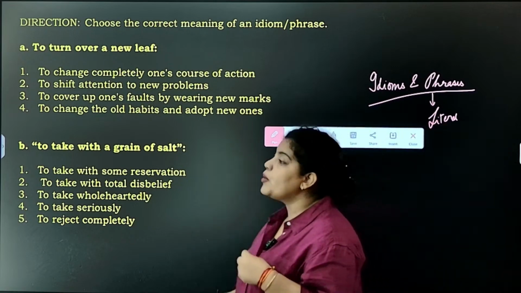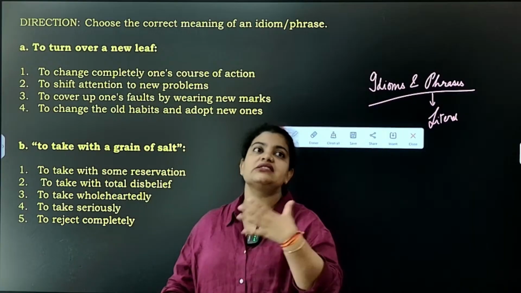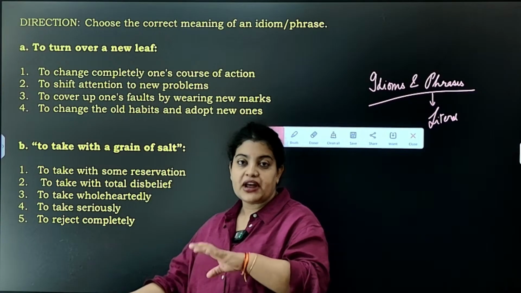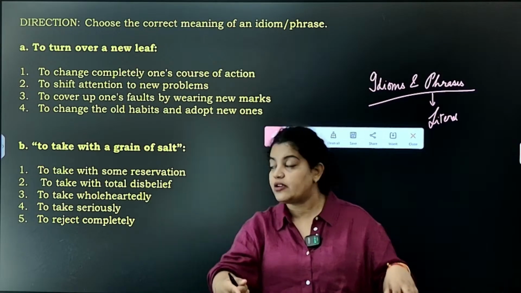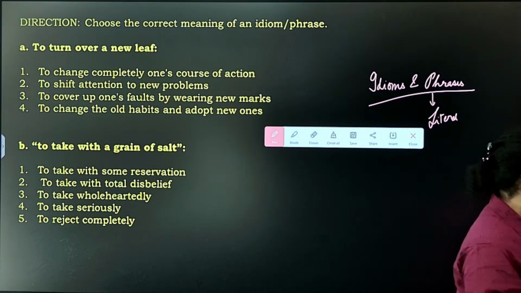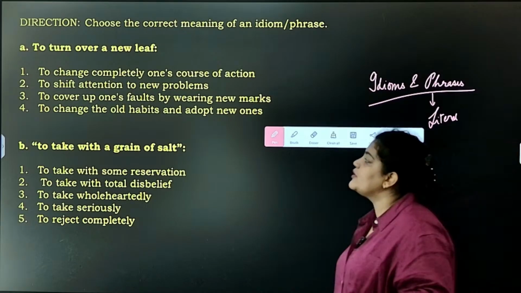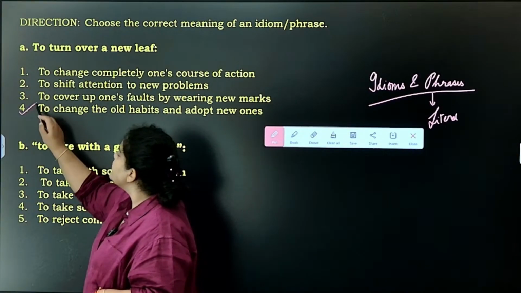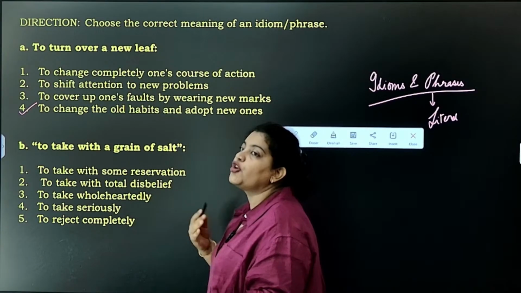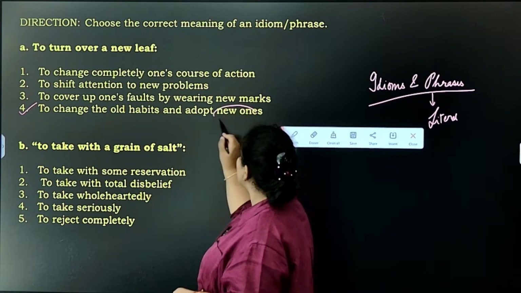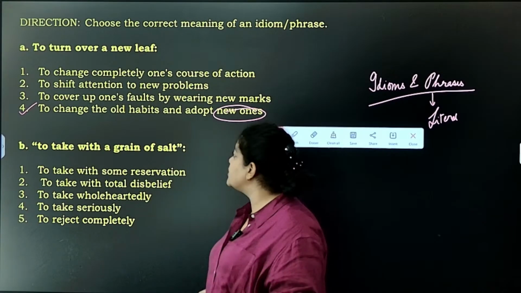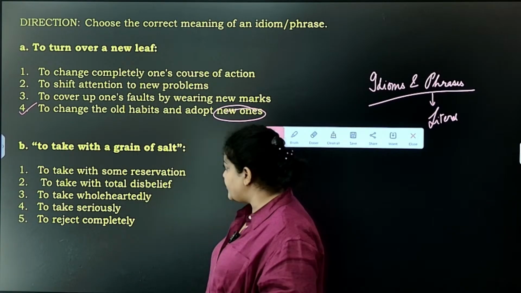So, to turn over a new leaf, again you can make some sort of logical connection, right? कि turn over a new leaf हो रहा है, नई चीज आ रही है, turn हो रहे हैं. So what could be the case here? The correct answer is 4. Absolutely correct. To turn over a new leaf actually stands for to change the old habits and adopt new ones, okay? And these new ones are basically the more responsible activities or habits that you'll be adopting, right?